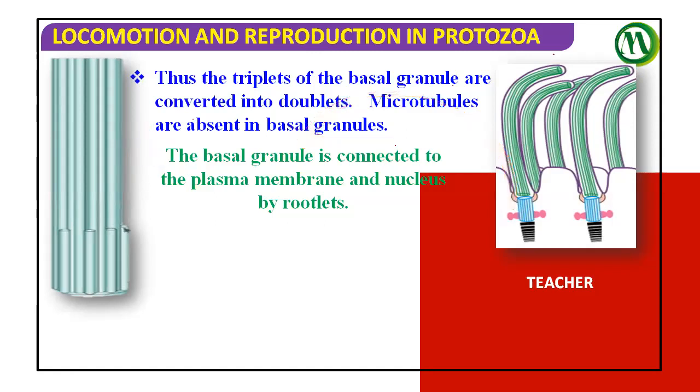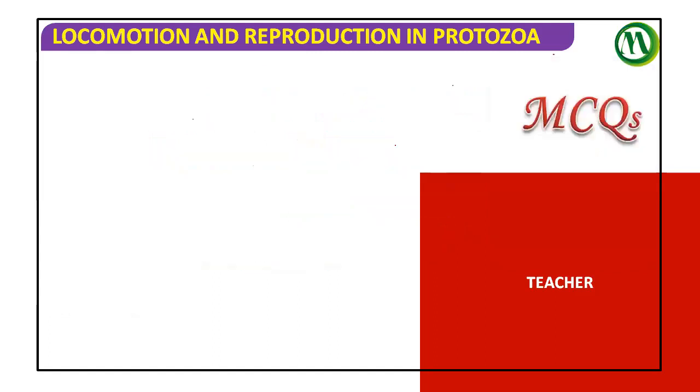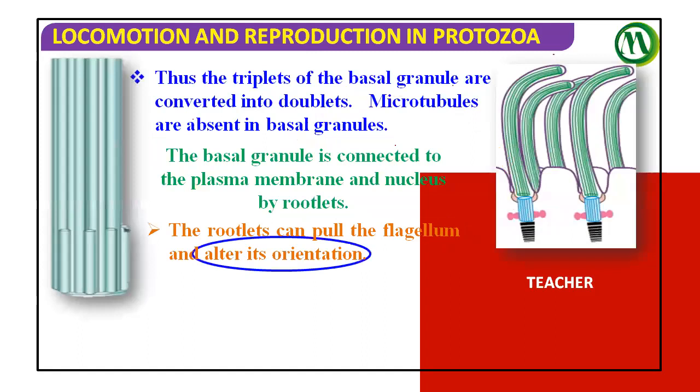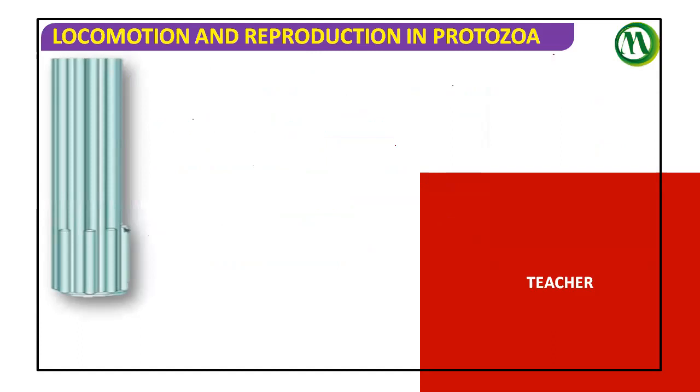It is going to be much complicated, going back again and again. The rootlets can pull the flagellum and alter its orientation. Without a visual, you can't understand anything actually. That's the problem. Okay, so let me say once again. On screen, this diagram you are observing seems to be clear but not clear, isn't it?